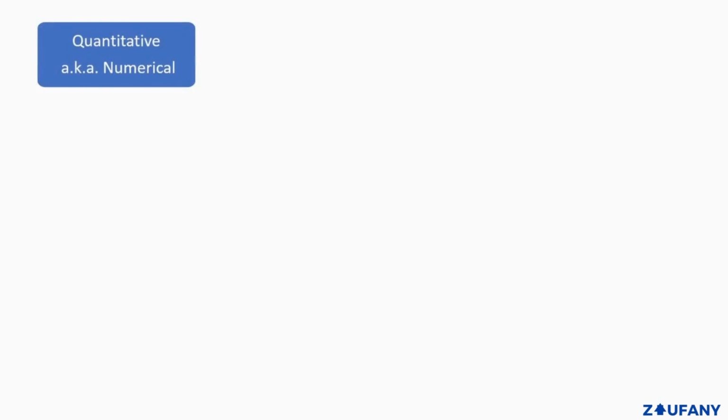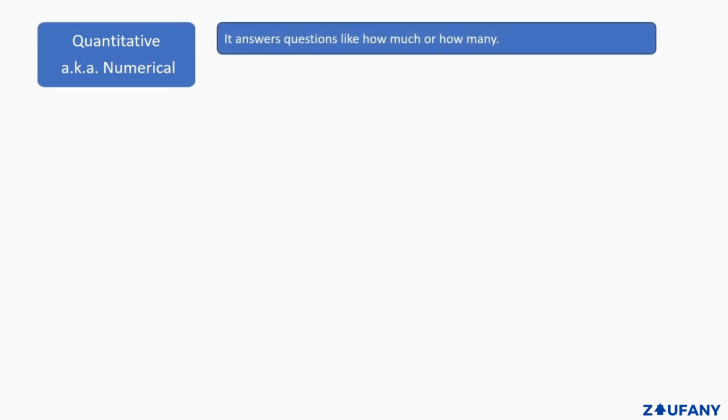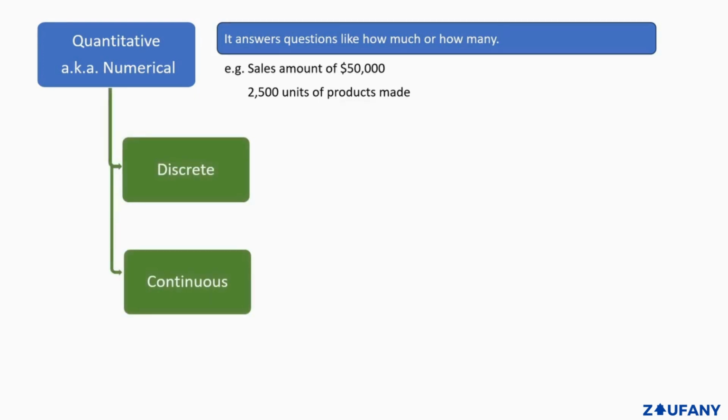Next, we have quantitative data, which is always numerical. It answers questions like how much or how many. This could be a sales amount of $50,000 or 2,500 units of products made. Quantitative data is also divided into two subtypes, that is discrete and continuous.